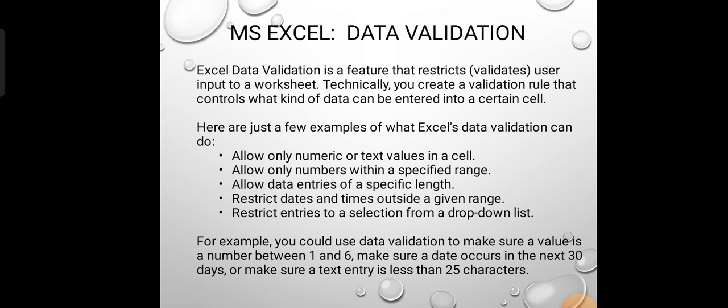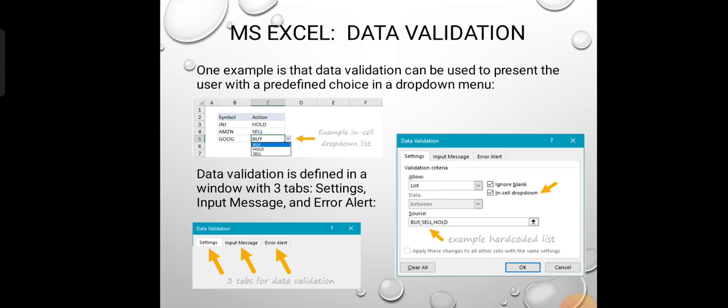Then we have discussed data validation. Data validation is a feature that restricts the values that are entered in a worksheet. It allows only numeric or text values in a cell, or allows numbers within a specific range. We can restrict dates and times outside a given range. For example, you would use data validation to make sure your value is a number between 1 and 6, make sure your data occurs in the next 30 days, or make sure a text entry is less than 25 characters. This is the example for our data validation process. This shows our table.